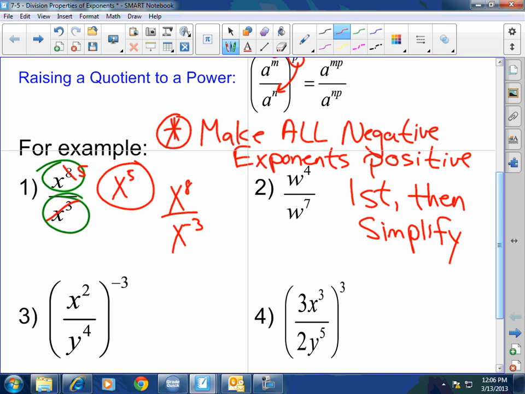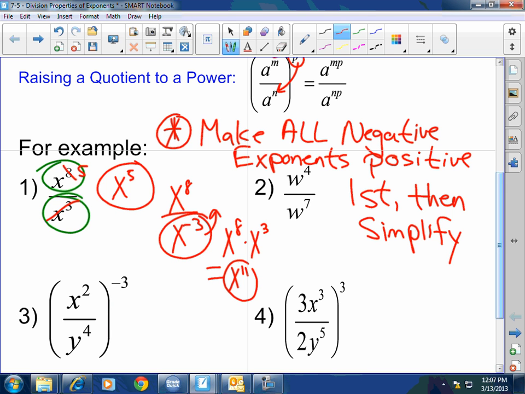So for this particular case, I've got x to the negative 3 here, right? How do I make that a positive? I bring it up. So wouldn't I have x to the 8th now times x to the 3rd? What does x to the 8th times x to the 3rd equal? X to the 11th, and I don't have to worry about any of the negatives. Does that make sense, guys?